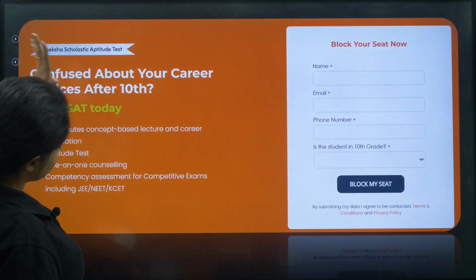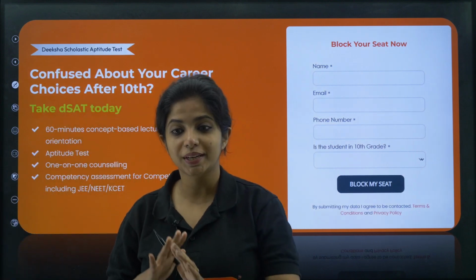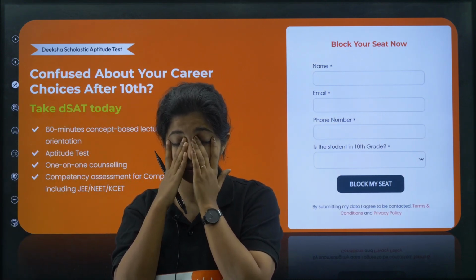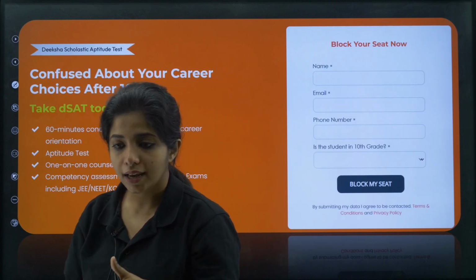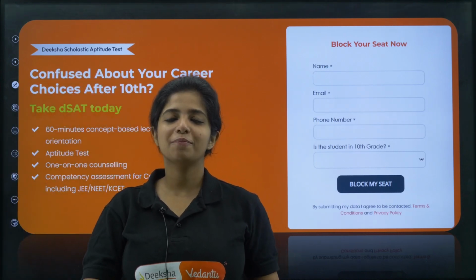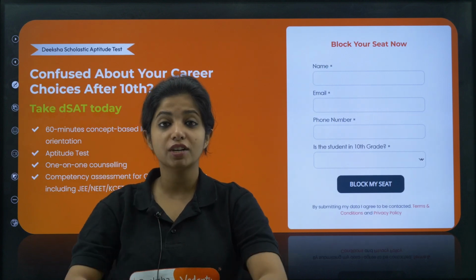Now, that's all, my dear children. With this, we are completing. Please remember, of all the contraceptive methods, there is only one that prevents STD, and that is what? Condom.